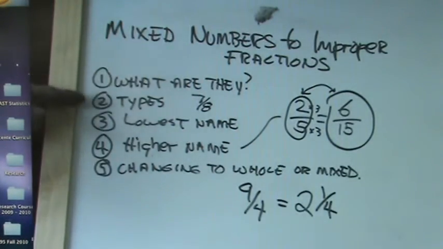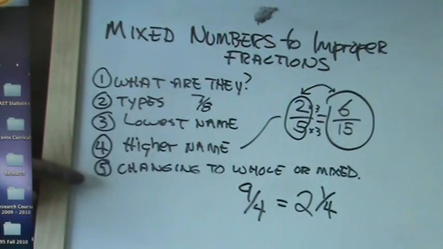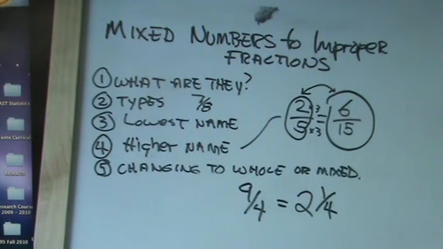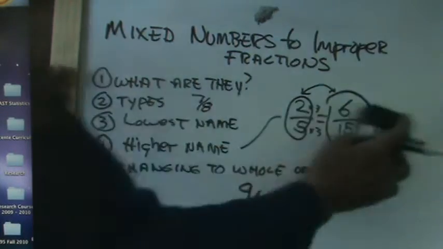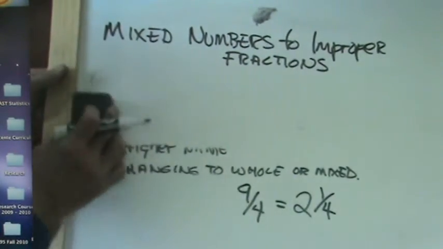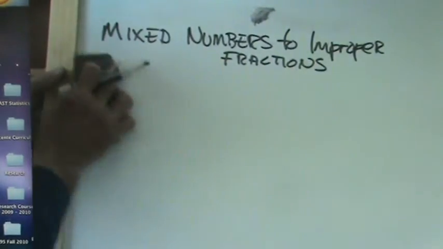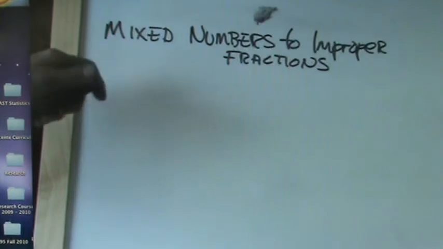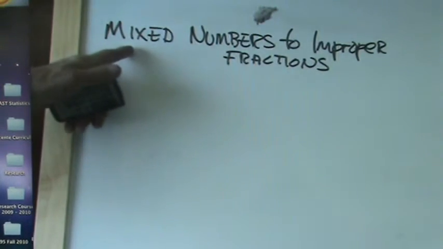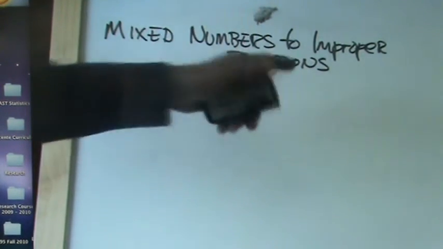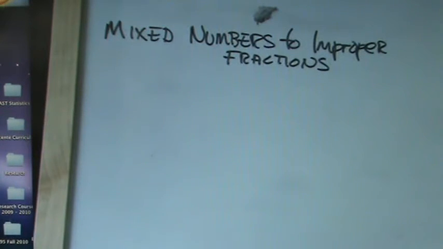So we've got these 5 skill sets so far, which are really important. They're the foundations for working in fractions, so it's very important that we get them. Well, now, in this lesson, we're going to look at changing mixed numbers to improper fractions, which was the opposite of what we just did. Okay, changing mixed numbers to improper fractions.